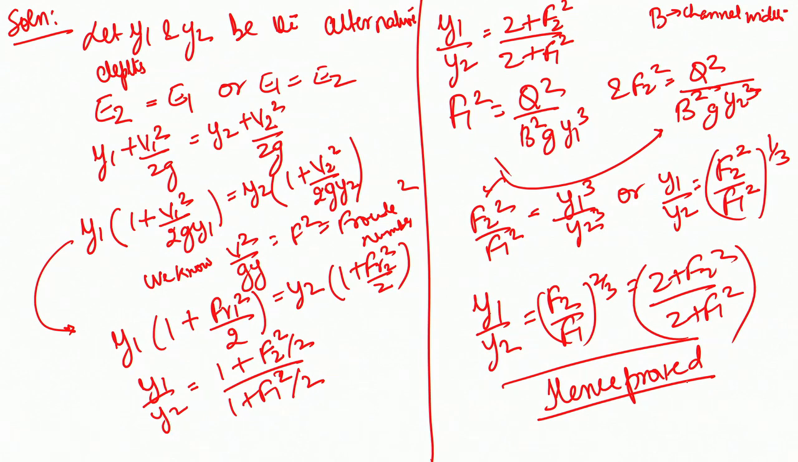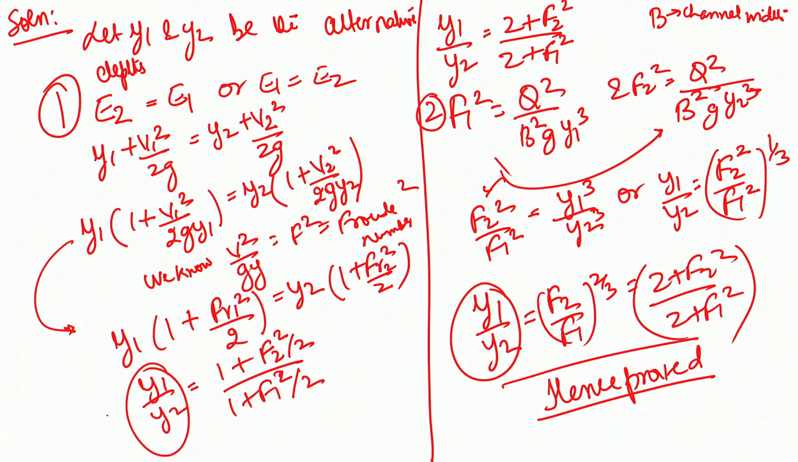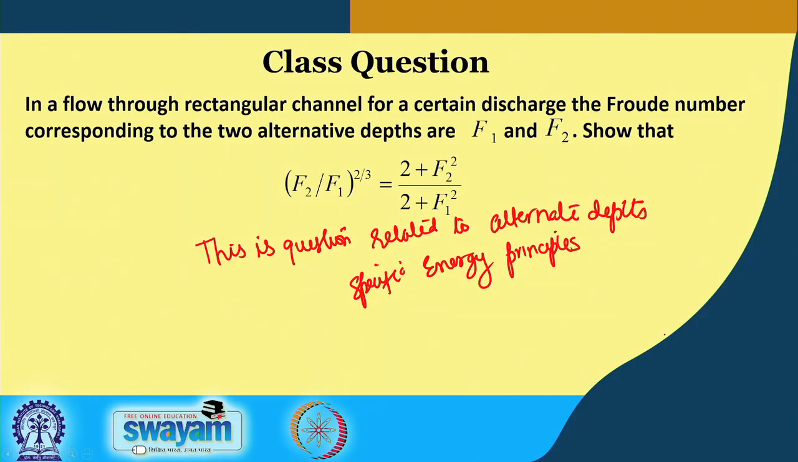Basically, we started with equating specific energy. That was step 1, and step 2 was writing the Froude number in terms of Q and obtaining y1 by y2 from there. Obtaining y1 by y2 from step 1 and equating those gives us the required result. This was one very simple question which was not about hydraulic jump. The questions about hydraulic jump we will start doing from the next class.